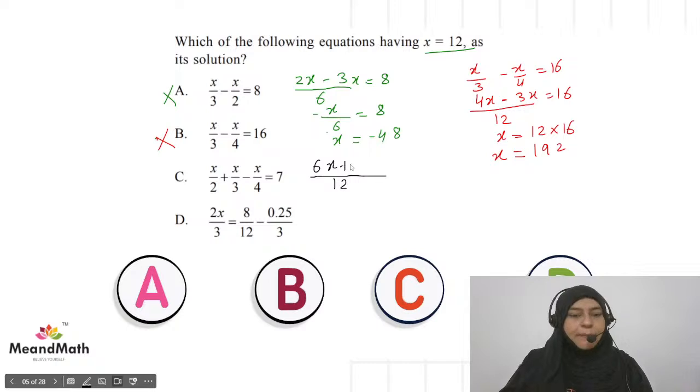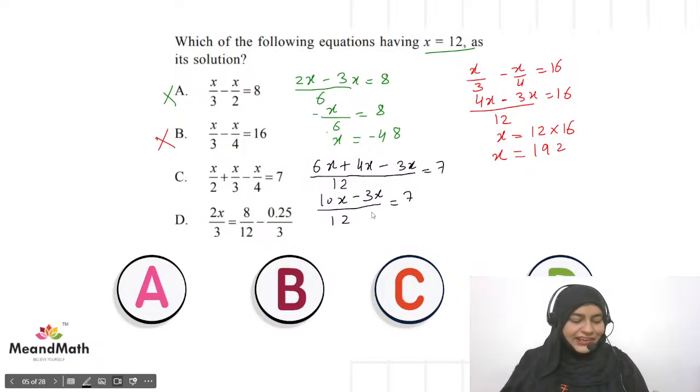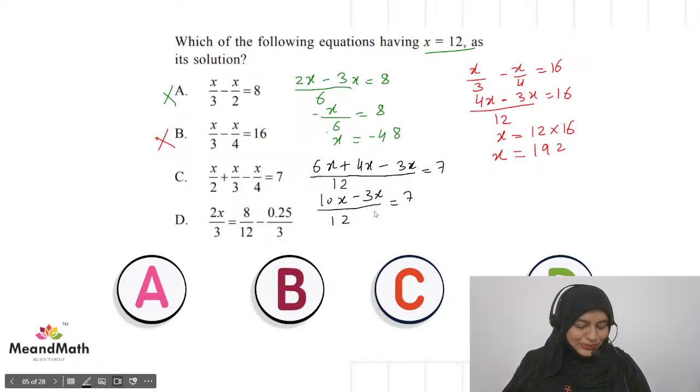6x plus 3 4s are 12, 4x minus 4 3s are 12, 3x. It will be equal to 7. Now 6x plus 4x is 10x minus 3x, divided by 12, is equal to 7. What do you think? Am I correct? Try to solve at your end, all of you. I'm waiting for your answers.